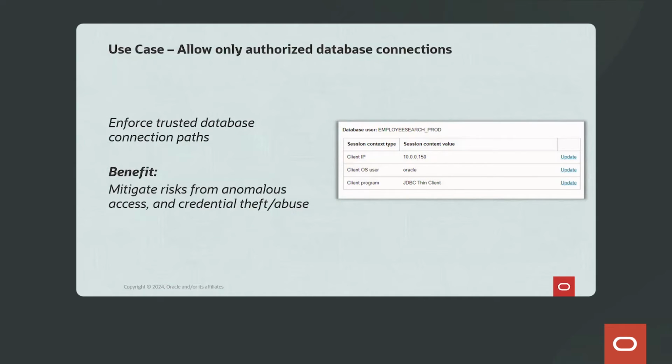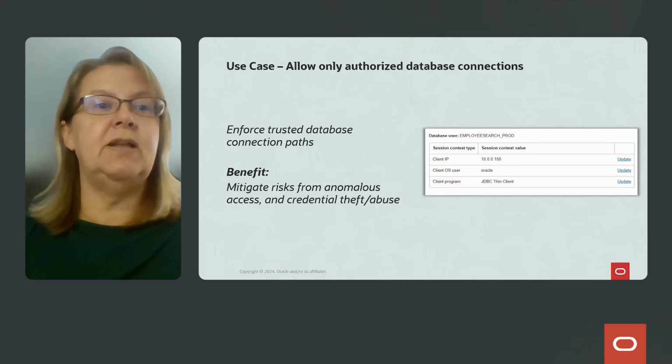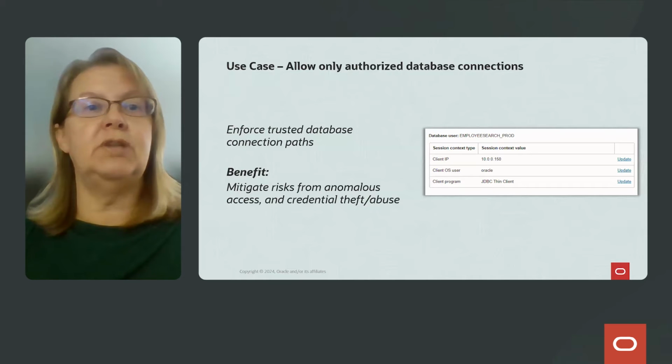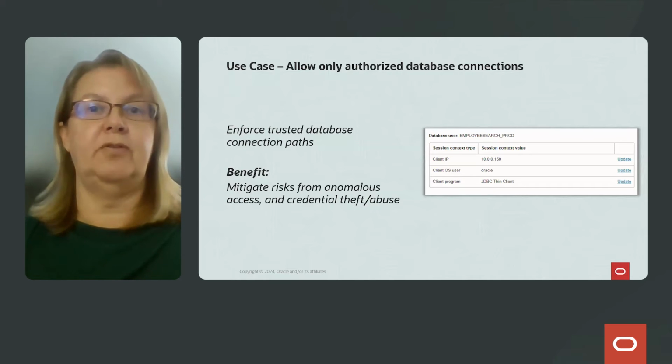The second use case is that you can also limit it to only authorized database connections. So you can enforce the database connection path for each of the users. As you can see on the right, for this user, it's defined from which client IP address this user can connect, through which operating system user, and which program he can connect to the database. And this helps you with mitigating risk from anomalous access, so unusual access, or if you have any compromised accounts. And both of those use cases you can also combine, of course.